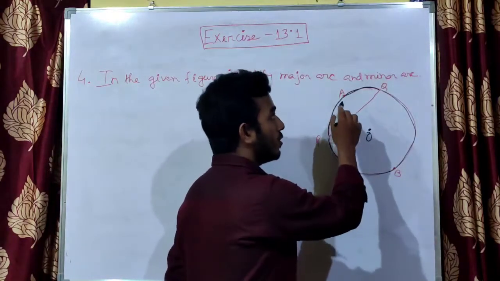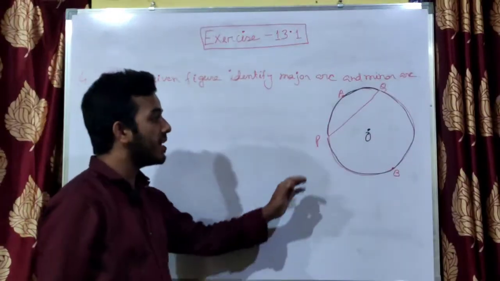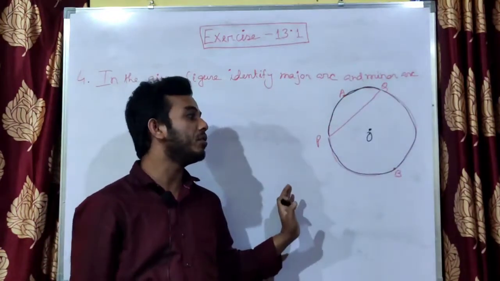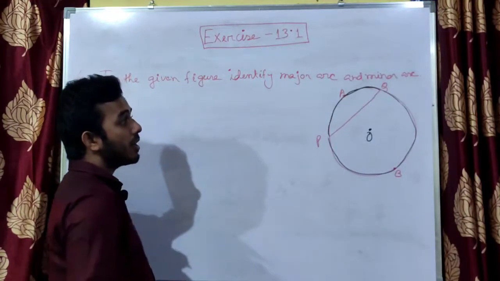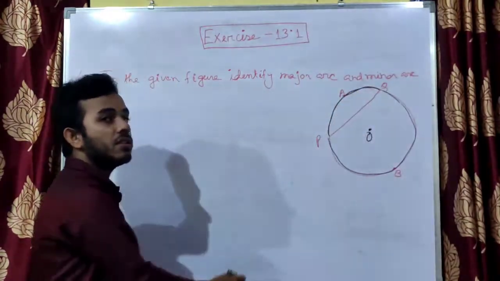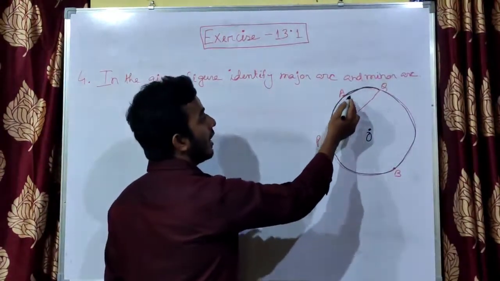As it is small, it is known as the minor arc. And as it is large or long, it is known as the major arc. So in this case, which is the minor arc? This smaller one. And its name is PAQ.